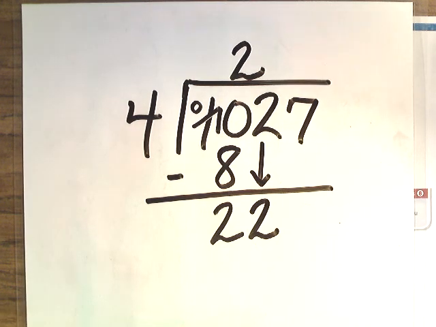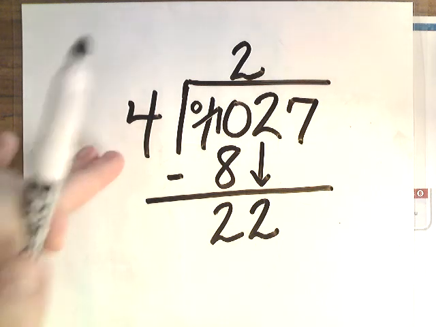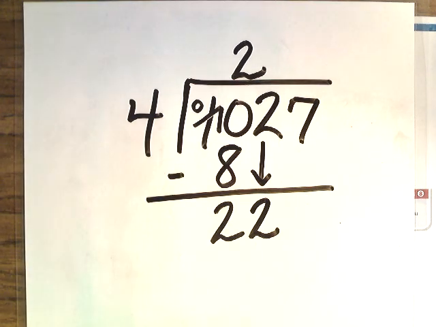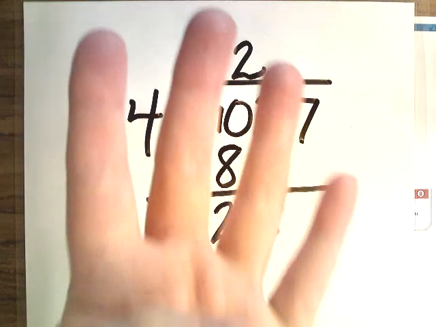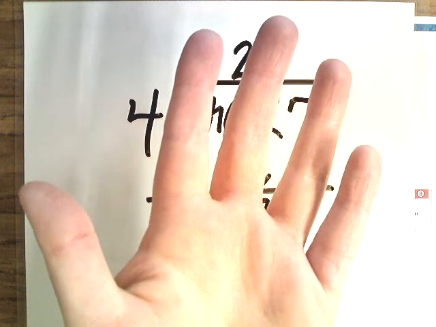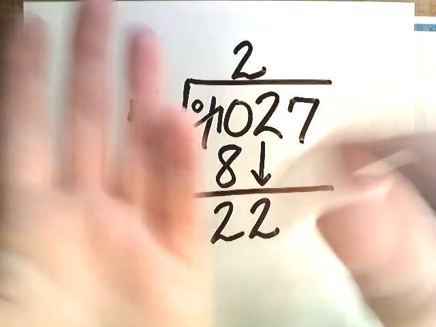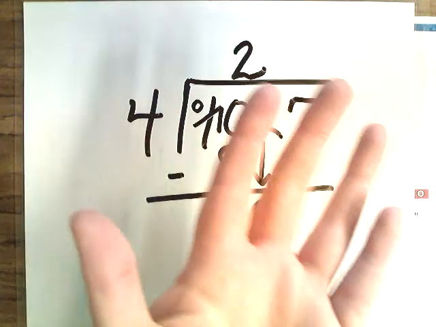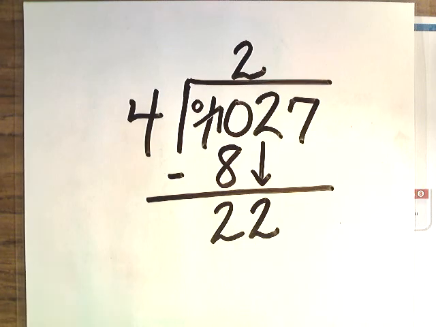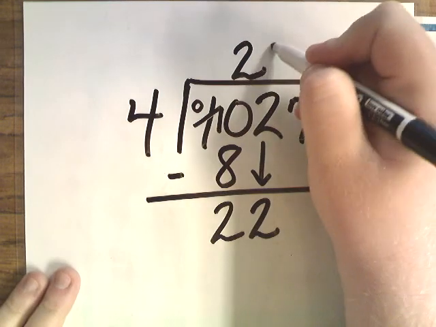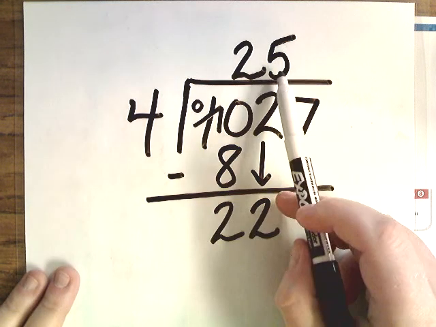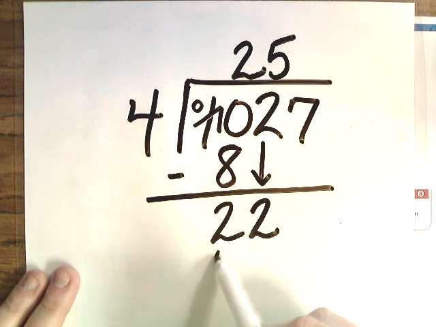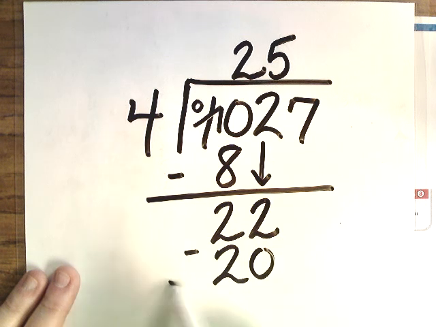Now I have to look at this and I go, okay, how many groups of 4 are there in 22? How many times can 4 fit into 22? Well, let's count by 4s. 4, 8, 12, 16, 20, 24 is too big, so 5 times, because it gets pretty close, okay? 5 times. And we know that 5 times 4 is 20. And we do our subtraction.